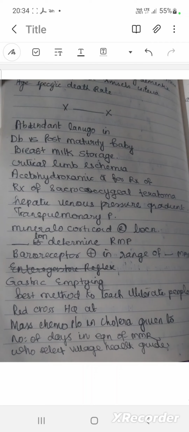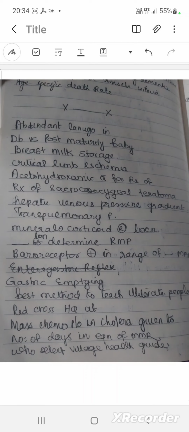Next is breast milk storage. For breast milk storage, the mnemonic is 8 into 3 is equal to 24. So room temperature you can keep it for 8 hours. If you are keeping it in the refrigerator, then 24 hours. Then next is freezer, 3 months.